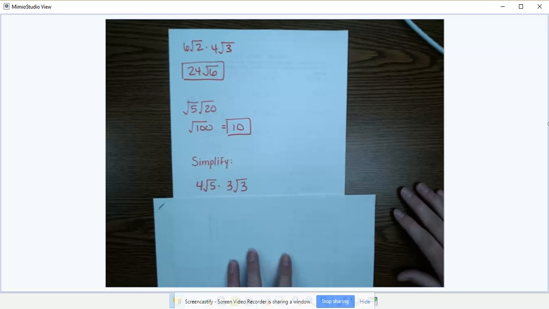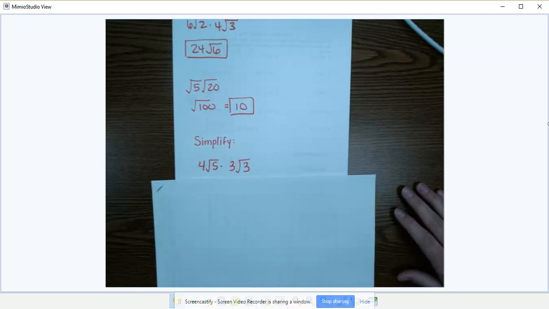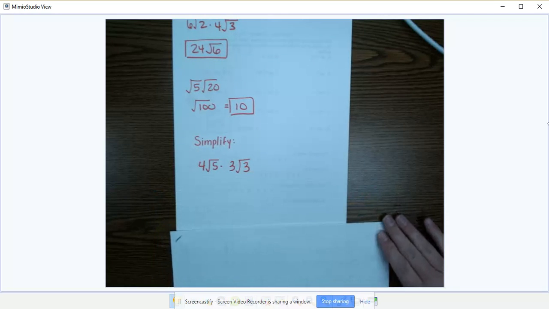Here we have 4 root 5 times 3 root 3. I would like you guys to simplify that one.